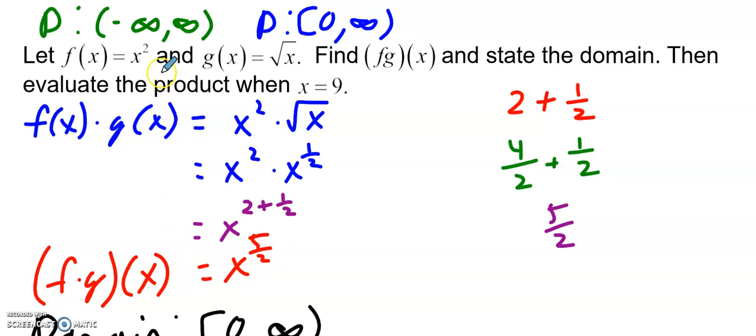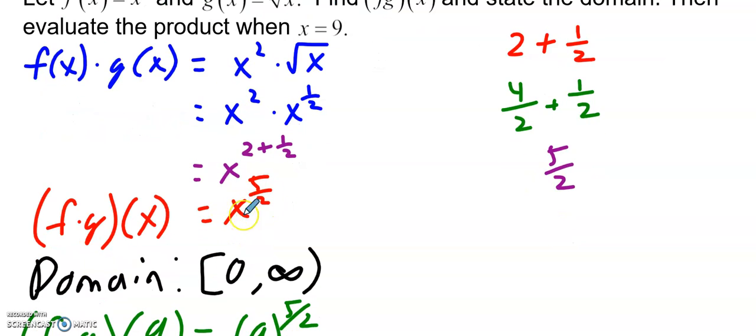Now domain. So domain is a little bit different for this one. Domain of f of x is all real numbers, or negative infinity to infinity, because this is a polynomial. The domain of g of x, which is the square root of x, is 0 to infinity because that's the domain of the square root function. So out of these, because of the restriction on g of x, that has to carry through. So this function here, and remember this is the same as the square root of x to the fifth, so that's another way in which we could have written this.